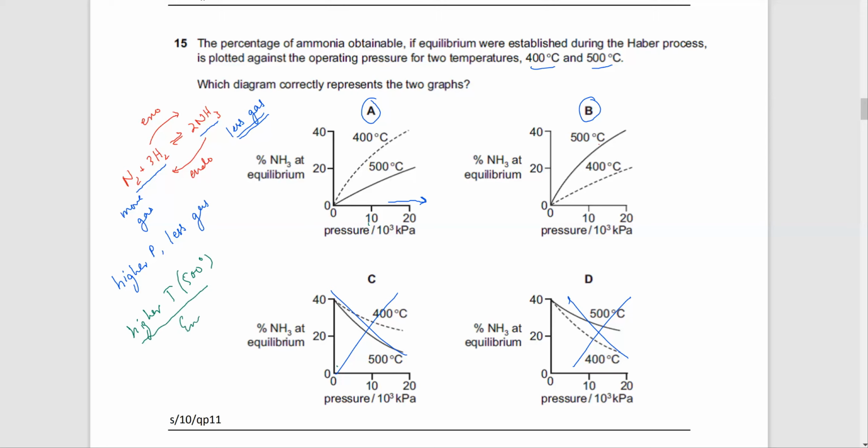Endothermic would be favored, right? And endothermic is the backward reaction. So you're going to get less ammonia at 500. That means the 500 graph would actually be lower. You're going to get less ammonia. At 400, you're going to get more ammonia. Hence, option A is the correct option.